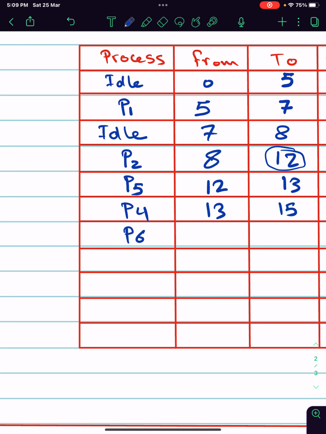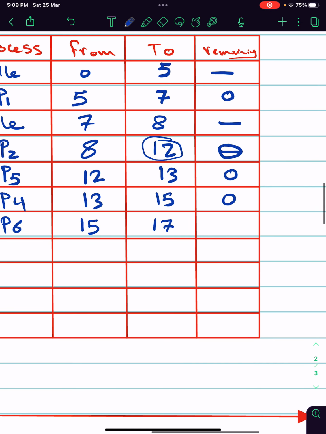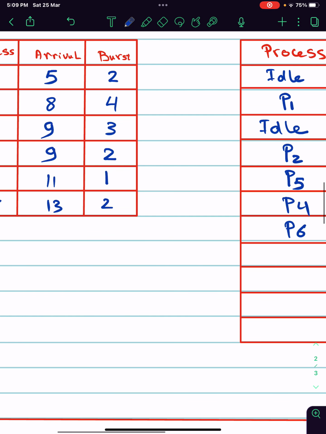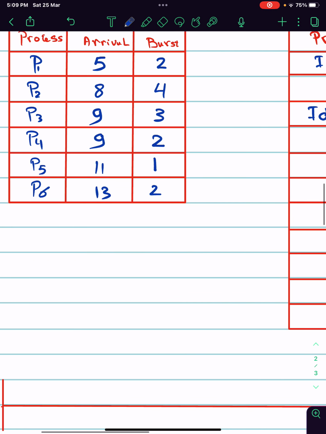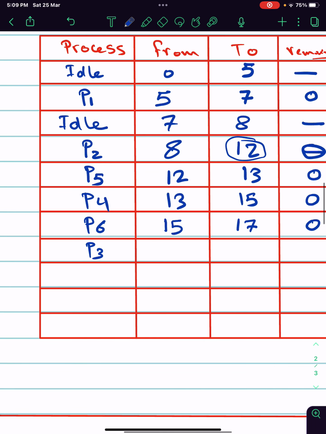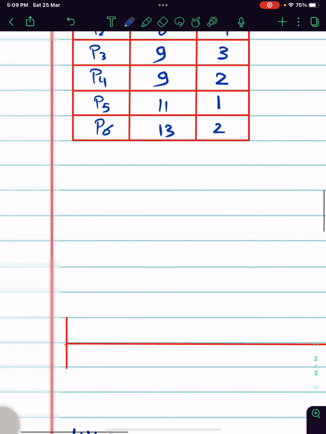P6 follows from 15 to 17 because the burst is also 2, the remaining time is 0. And then now we have P3 remaining. So it's going to be 17 to 20 and 0 remaining.